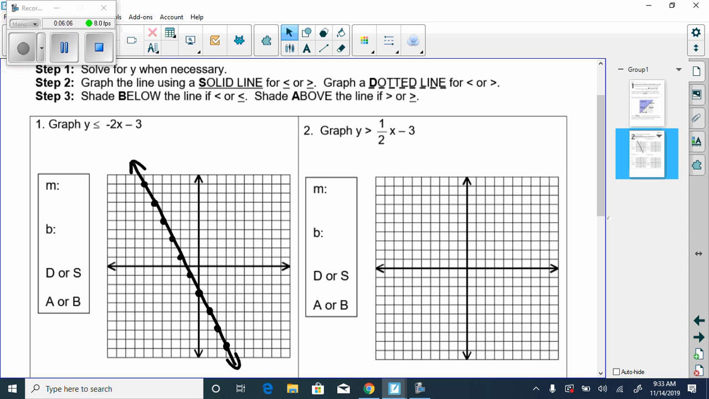And then step 3 says shade below if you have less than or equal to. Shade above if the line has a greater than or greater than or equal to. So which one do we have? A less than or greater than? Less than. So that means we're supposed to shade below. So we're going to shade everything below this line.